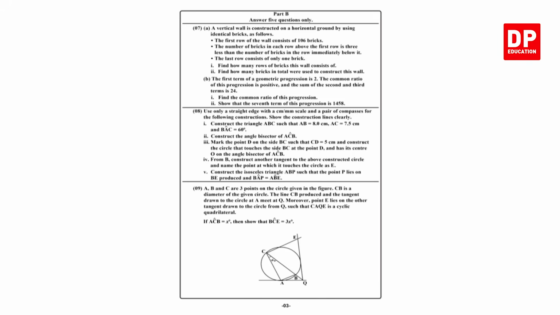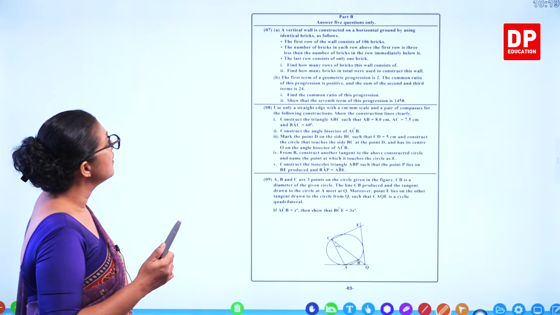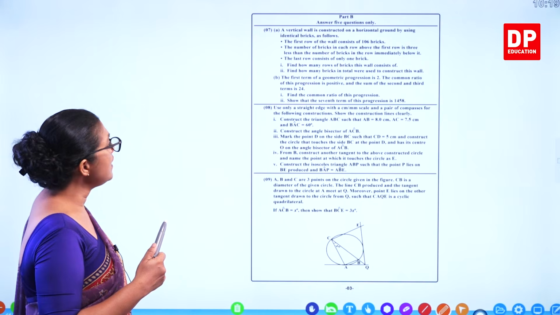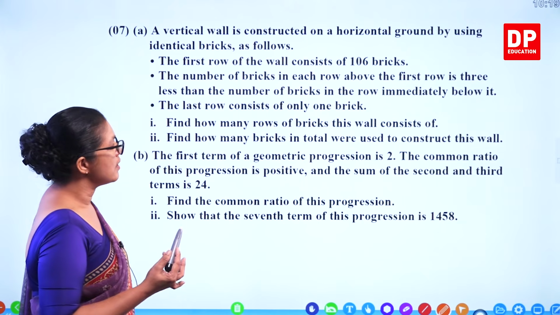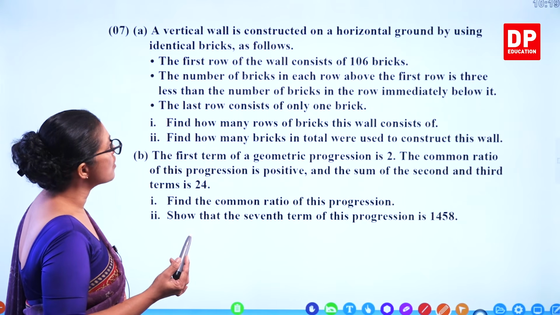Now you can do part B. Again, you have to select 5 questions from part B. So try 7, 8, 9. Question number 7, you get 2 parts. This is about progression, arithmetic and geometric progression. So we'll do them separately.